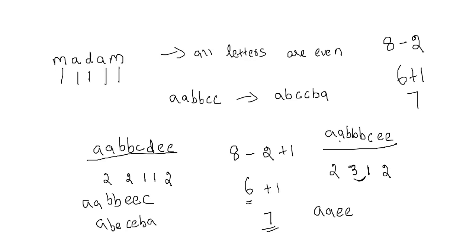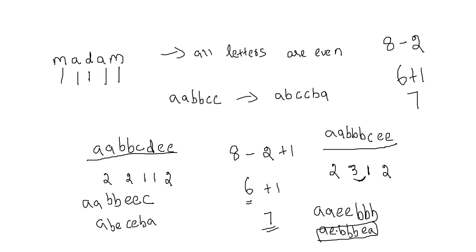So the total length of the string is 8, minus the number of odd occurrences, 2, plus 1. Because out of these two, I can consider 1 odd occurrence. The 1 odd occurrence I am going to consider is BBB. So the palindrome that can be formed is A, E, B, B, B, E, A. So this is the longest palindrome that can be formed.